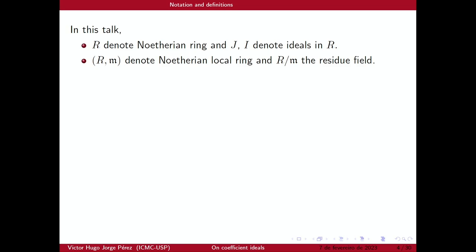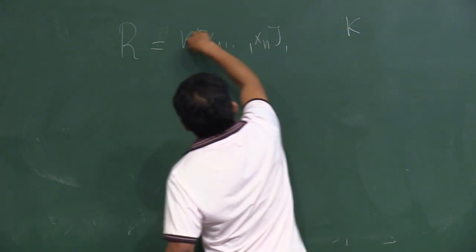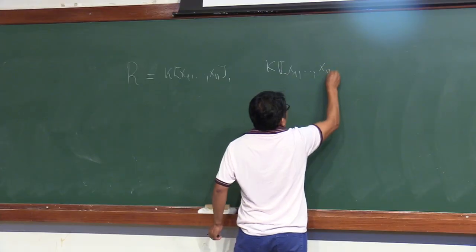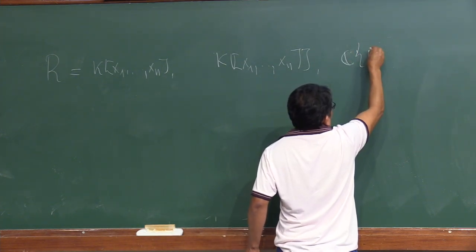In this first section, I remember some notations. R denotes a Noetherian ring, and J, I denote ideals in R. This pair denotes the Noetherian local ring with its maximal ideal and residual field. The Noetherian rings I have in mind are three elementary examples: for example, R polynomial rings, or power series over K, a field, or holomorphic functions, convergent power series.